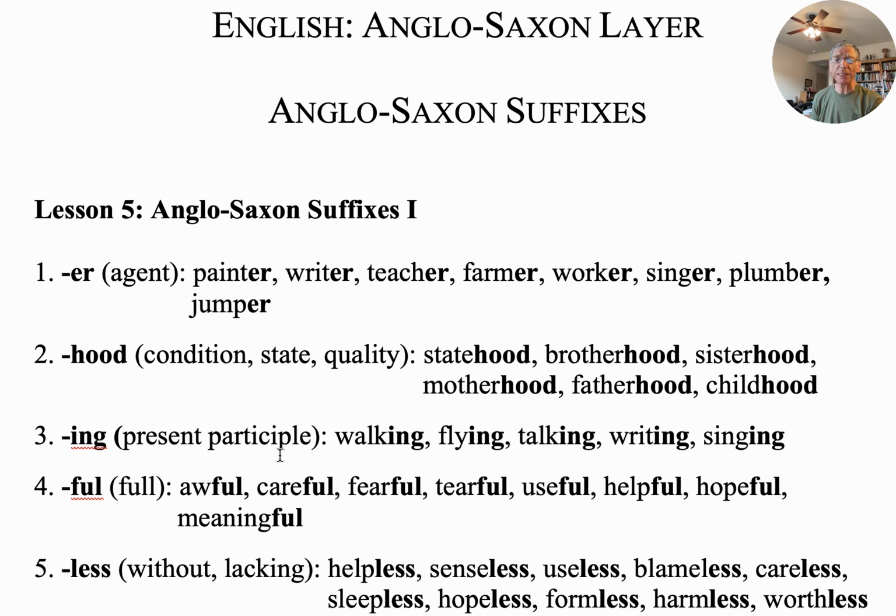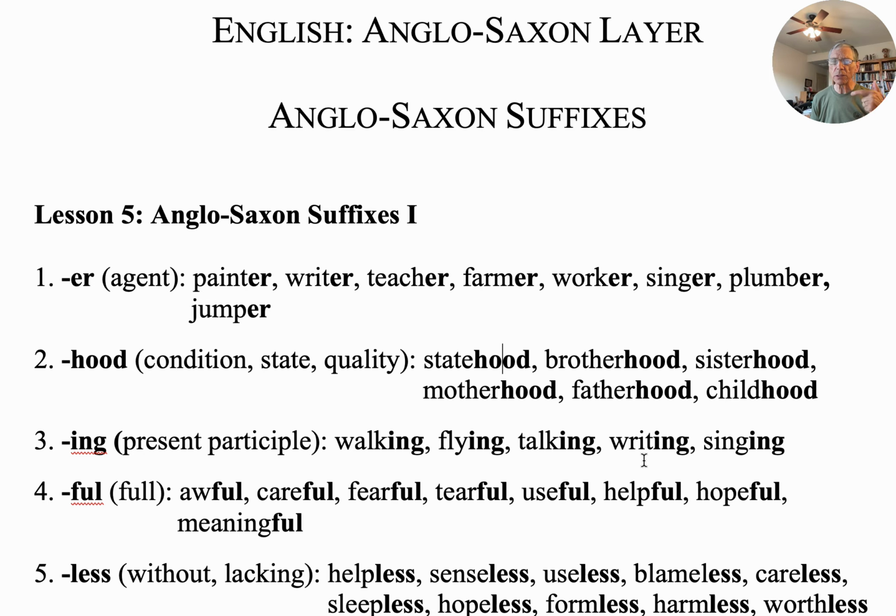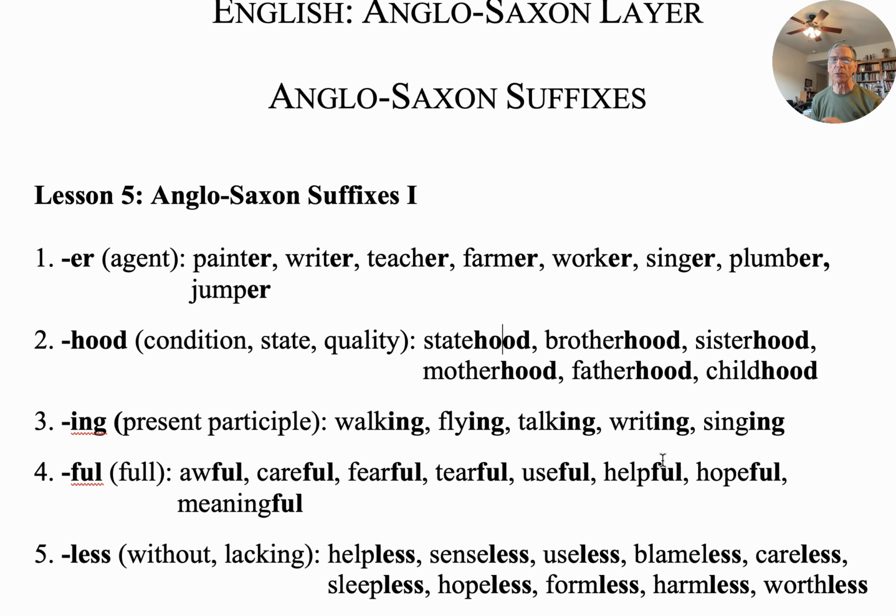ING, this is a present participle. And notice we have walk, walking. The boy is walking to school. Fly, we add ing, we have flying. Talk, talking. Write, writing. Sing, singing. And again, these are just examples. There are many other words, thousands, almost any verb you can think of, can be a present participle.